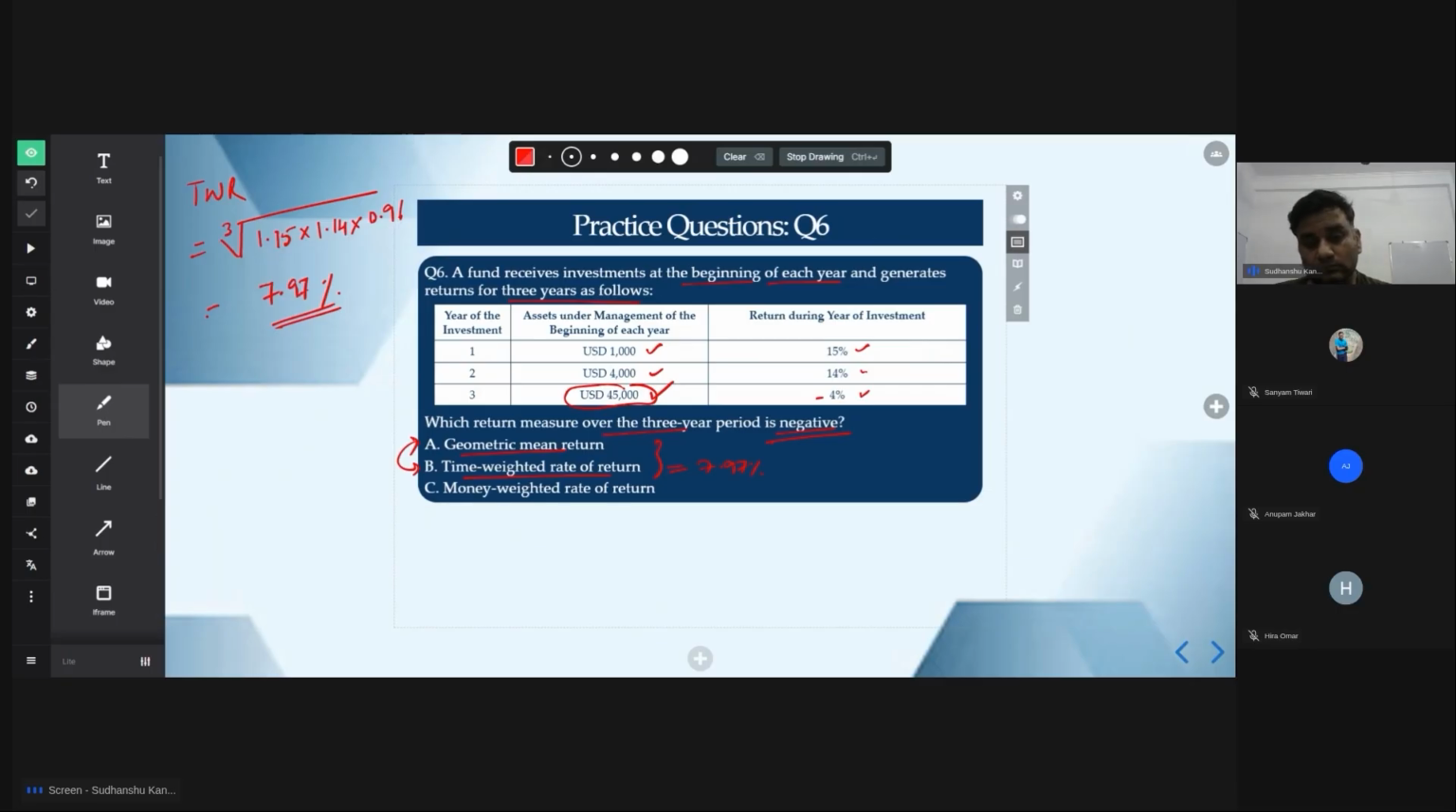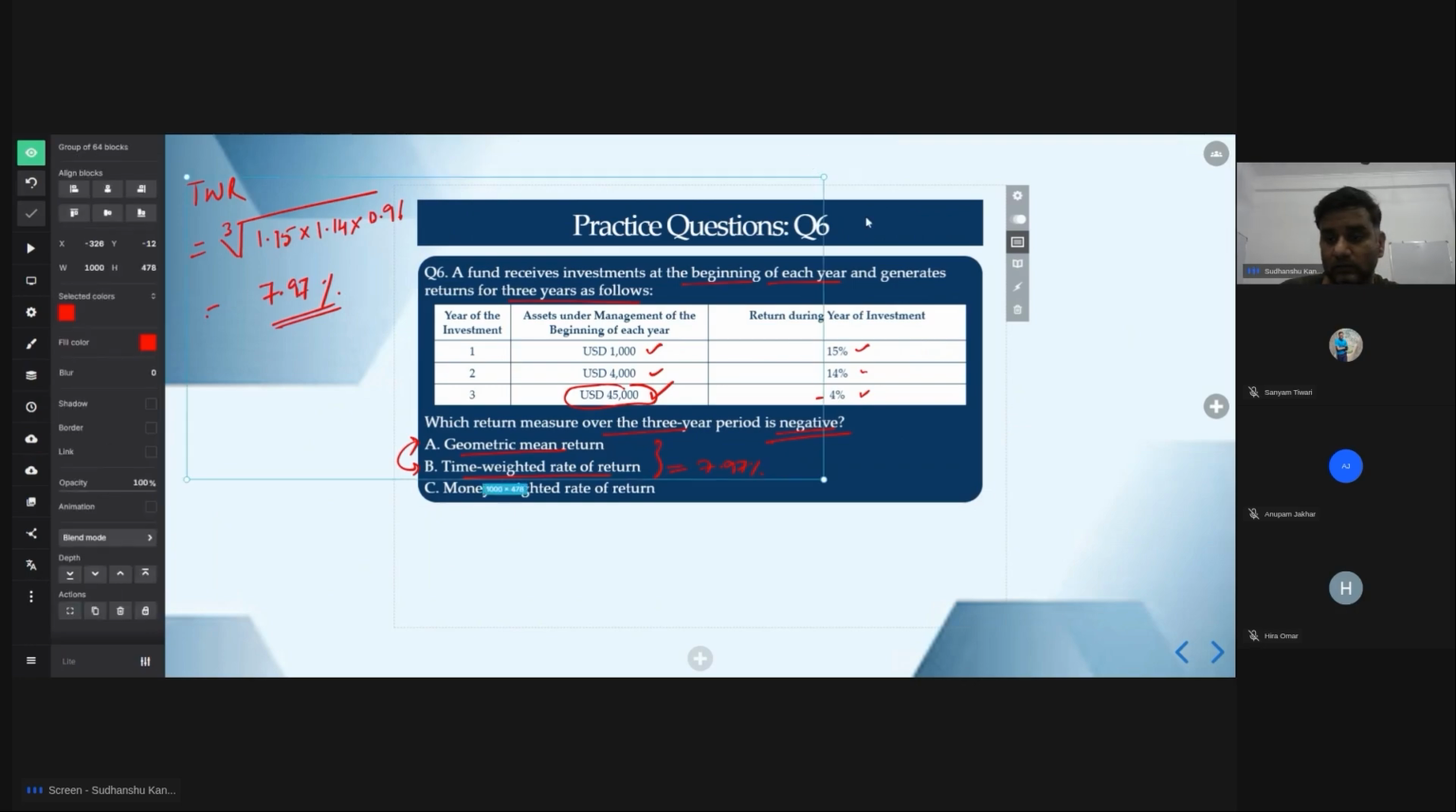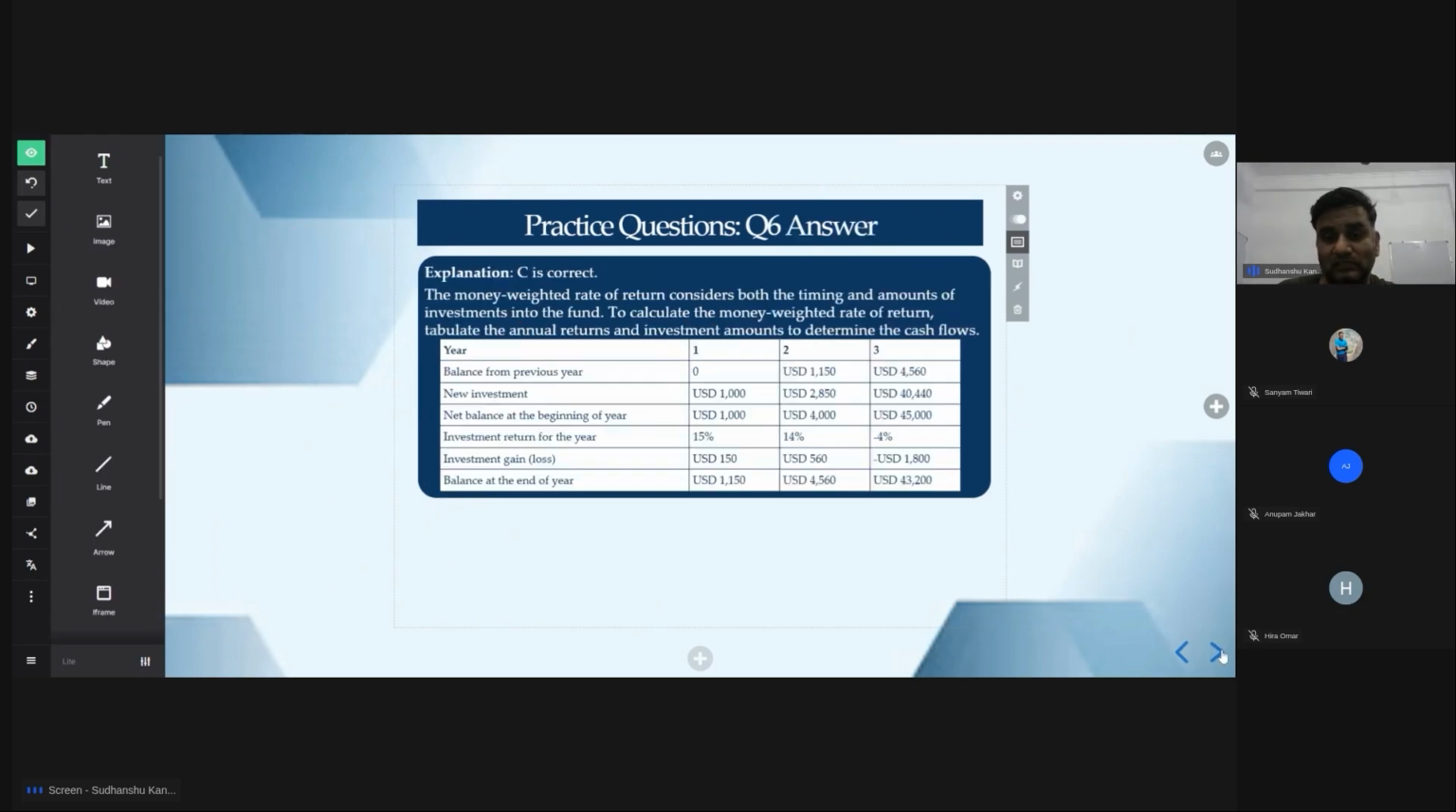Now, how do I calculate the money weighted rate of return? I've told you an intuitive and easy way to calculate. Money weighted return considers both the timing and the amount of investment in the fund, right? So this is where both things are calculated. See, the calculation is very long. And minus 4% also I told you, right?